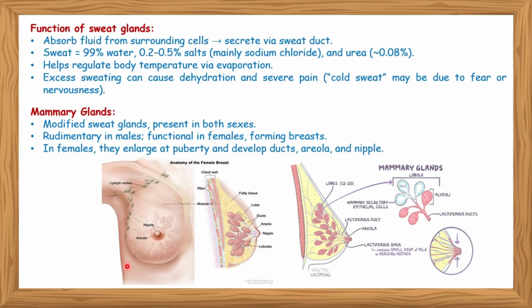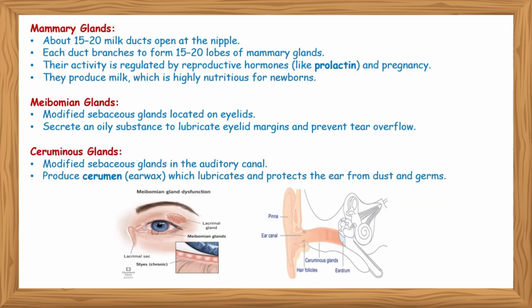This is an image showing the anatomy of the female breast. This is a mammary gland. These are the lobes and the lactiferous duct or milk carrying duct. That is the areola. That is the lactating structure. This is the lactiferous sinus. Mammary glands: about 15 to 20 milk ducts open at the nipple. Each duct branches to form 15 to 20 lobes of mammary glands. Their activity is regulated by reproductive hormones like prolactin and during pregnancy.